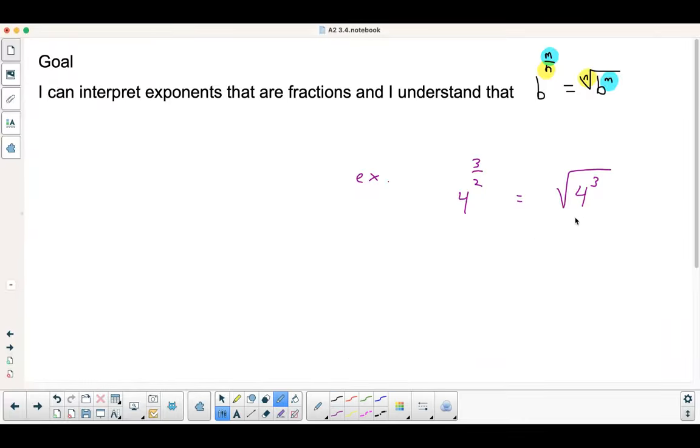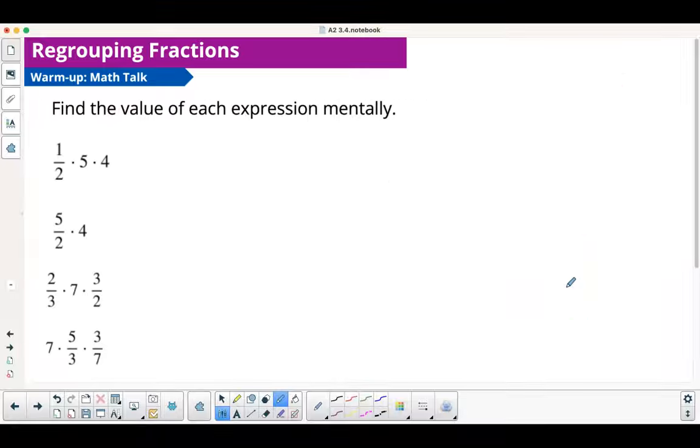So now you can say, oh, 4 cubed. 4 times 4 times 4 is 64, and then the square root of 64 is 8. So you can do it without a calculator. And that's what your goal should be from today's lessons, to be able to do these fractional powers without a calculator. All right, find the value of each expression mentally.